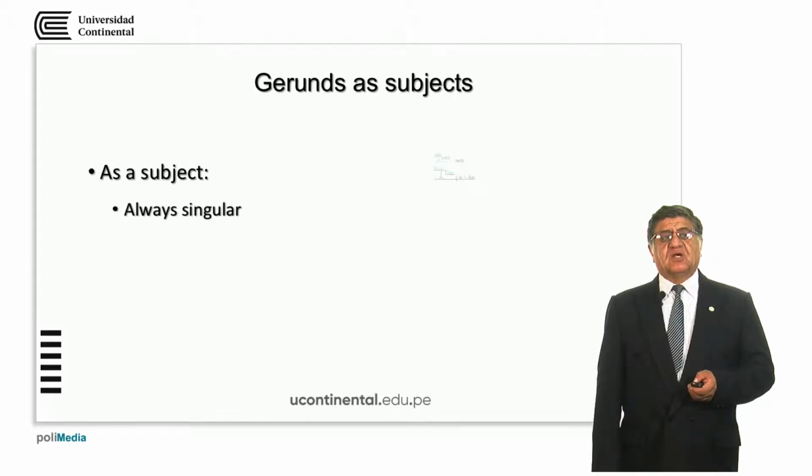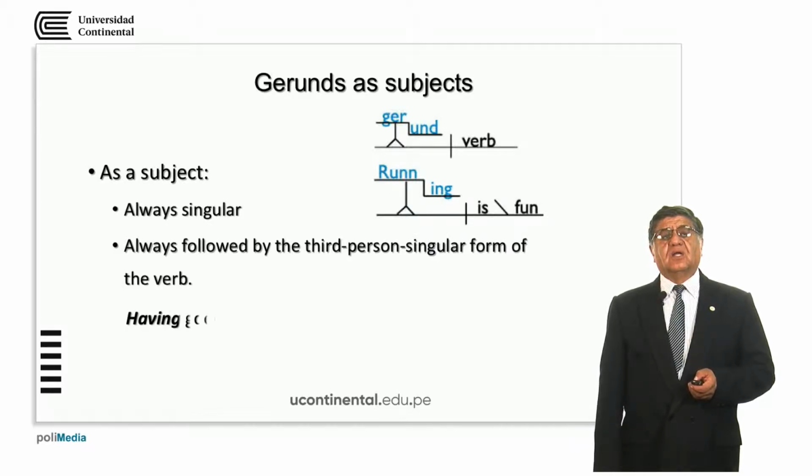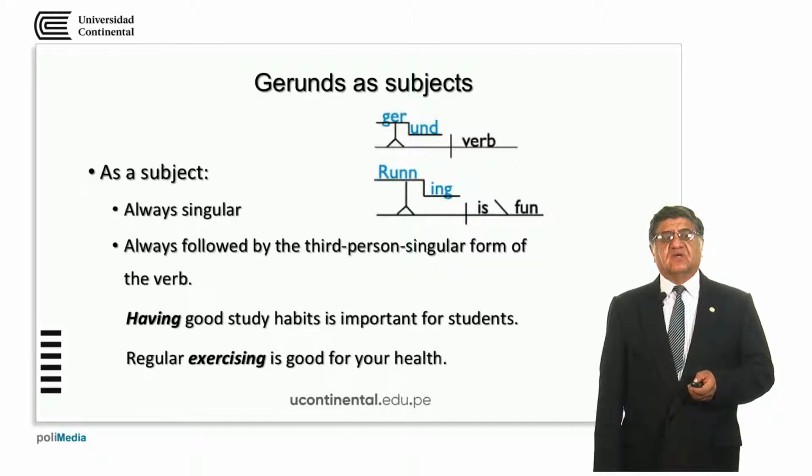As subjects, gerunds are normally singular and are followed by the third person of the other verb. For example, regular exercising is good for your health. Having good study habits is important for students. Having and exercising are the gerund forms of have and exercise.